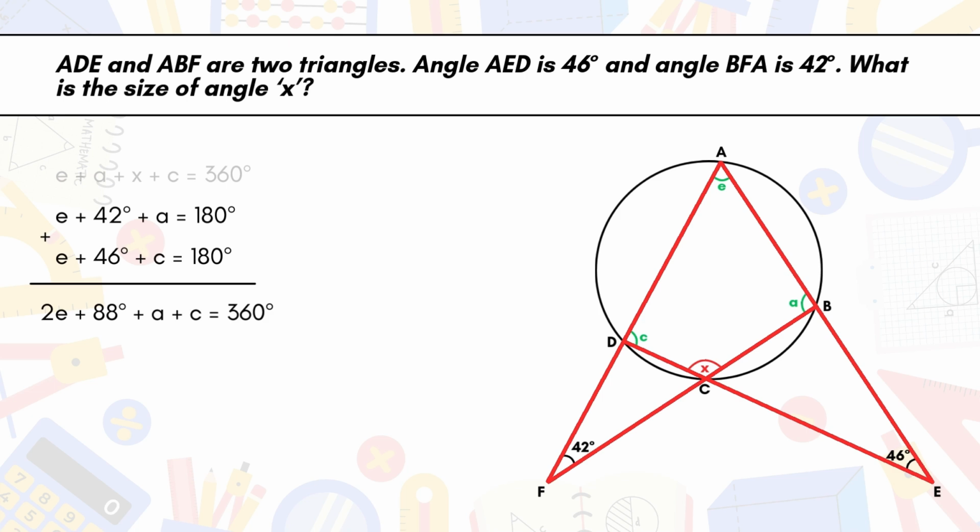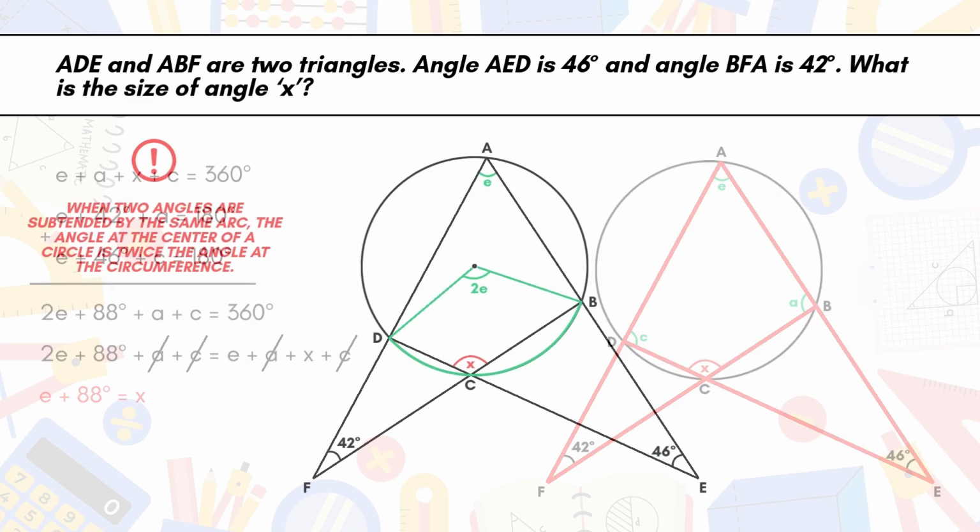Well, if this equation equals 360 and the first equation is also equal to 360, we can create a new equality. We can say that 2E plus 88 plus A plus C equals E plus A plus X plus C. Angles A and C cancel out on both sides, leaving us with 2E plus 88 equals E plus X. That means X equals E plus 88.